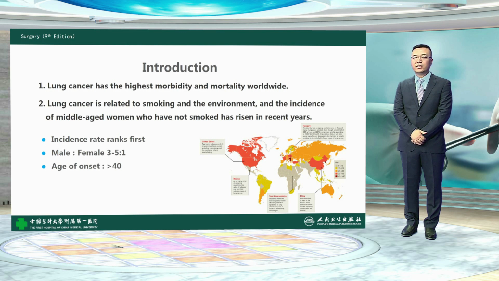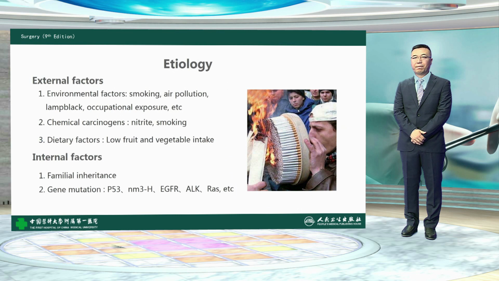This figure shows the incidence of lung cancer in different countries. The darker the color, the higher the incidence. Etiology. External factors include environmental factors, smoking, air pollution, lamp black, occupational exposure, etc. Chemical carcinogens, nitrite, dietary factors, low fruit and vegetable intake. Internal factors include family inheritance and gene mutation, such as P53, EGFR, ALK, RAS, etc.